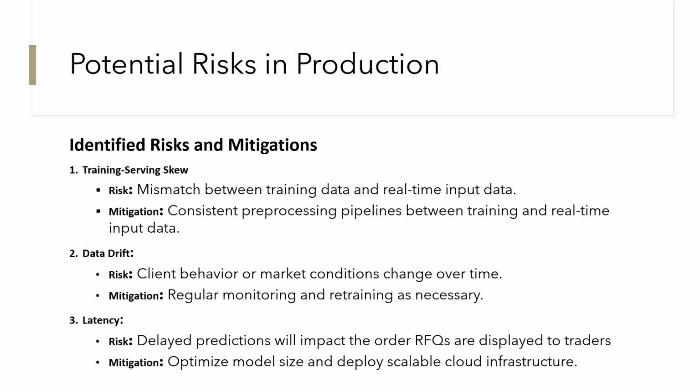And finally, latency. The risk here is that delayed predictions will impact the order RFQs are displayed to traders, or maybe they're not even displayed at all, which impacts the trader's ability to decide which ones he needs to work on. So the mitigation here is to optimize the model size and to deploy scalable cloud infrastructure to ensure that we don't have these latency problems.